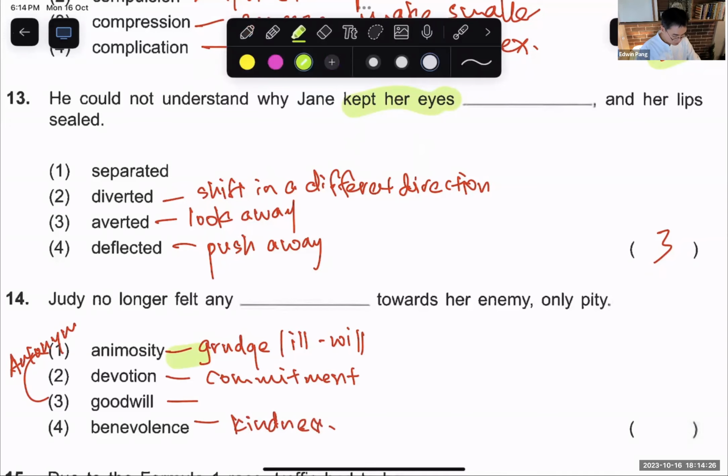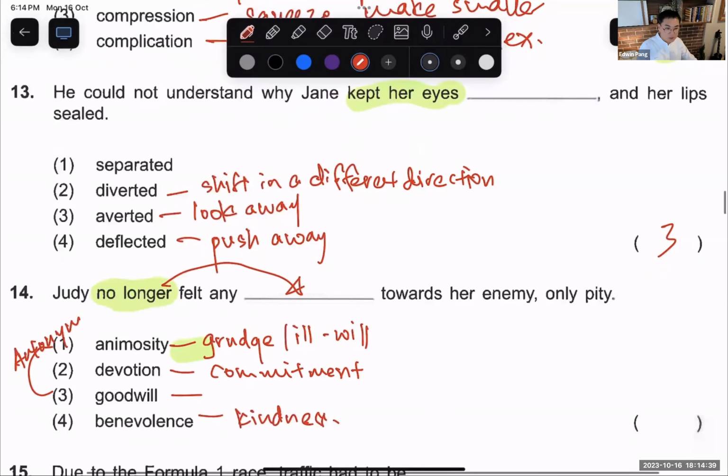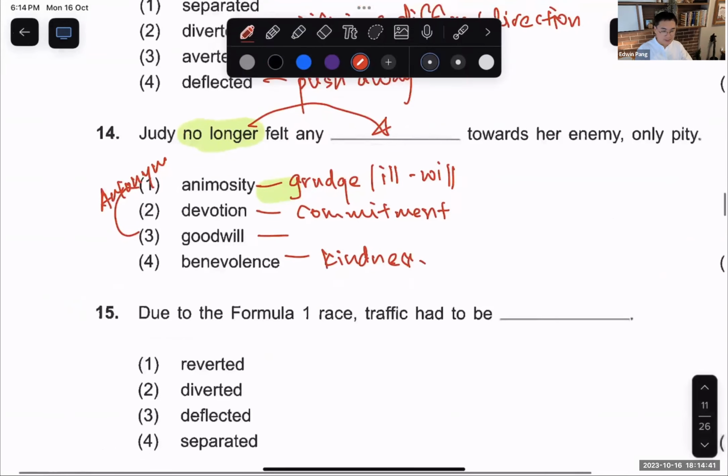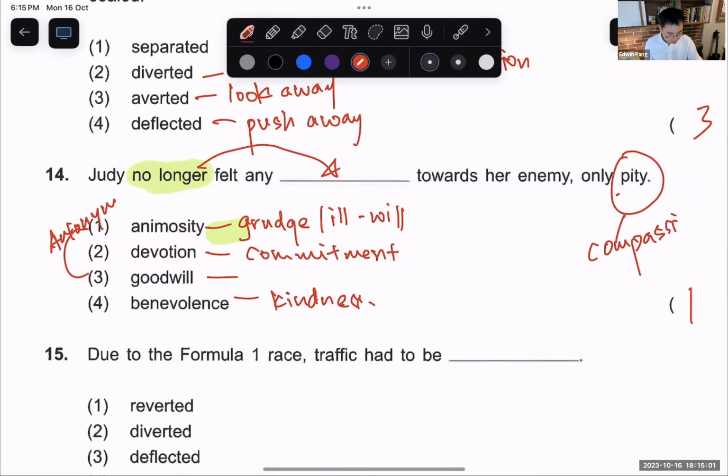So the keyword is, no longer felt any what? Who would like to answer? Ong Yuan, answer question 14, please. Which is your answer? Please say it loudly after you unmute yourself. Quick. Animosity. Very good. I no longer felt any grudge towards my enemy, only pity. And pity, incidentally, is compassion, which we just looked at earlier.